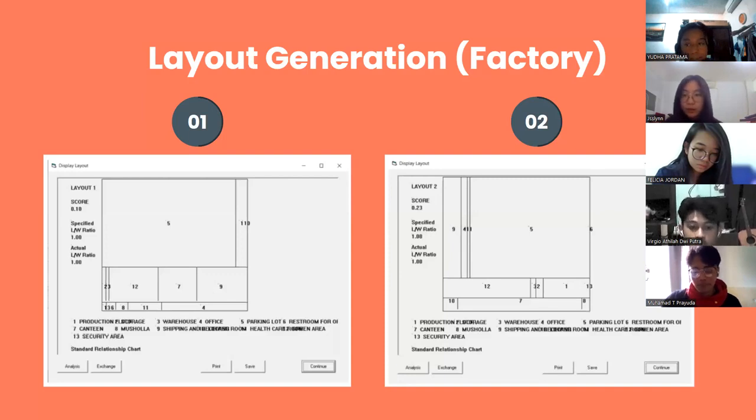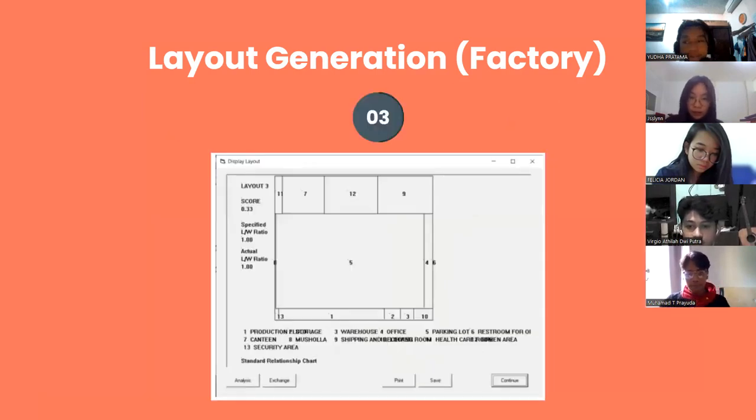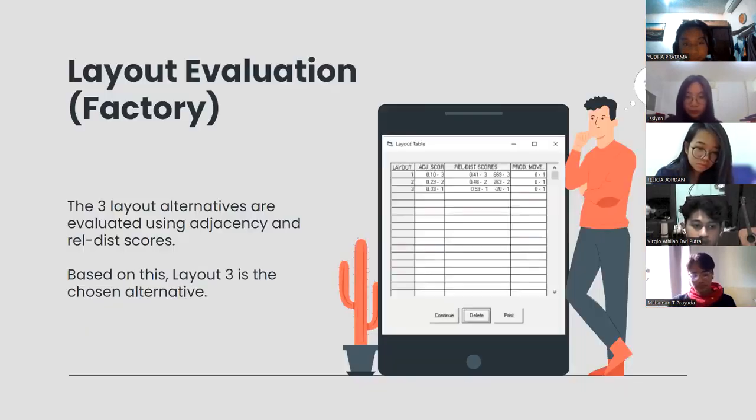The next step is to generate layout alternatives using block plan. Here we can see the first, second, and the third layout generated using the software. Lastly, we also evaluated the layout alternatives by comparing their adjacency score, S-score, and RELD score. Here we can see that layout 3 has the highest adjacency score of 0.33. Based on this, layout 3 is the chosen alternative.